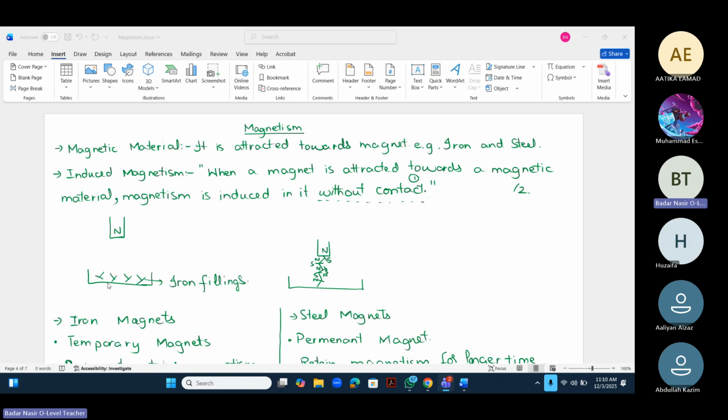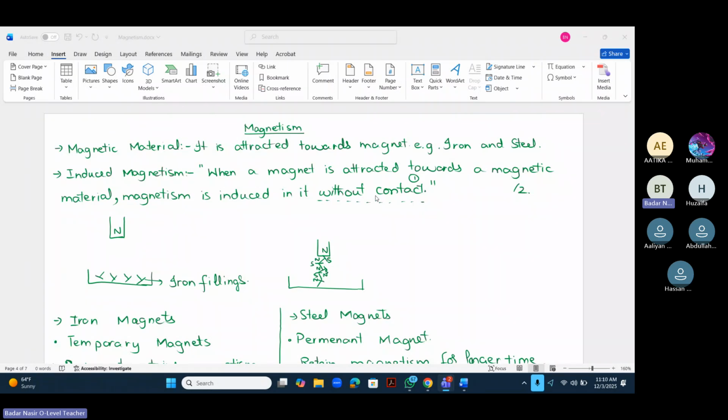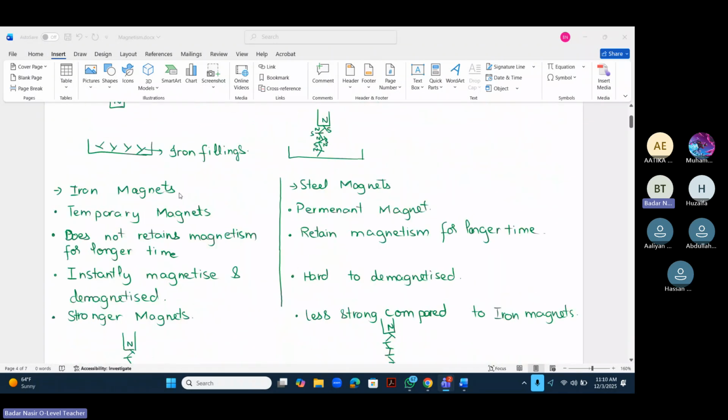And you can clearly see that on these iron nails, on one end there is a south pole, and on the other end we have a north pole. So the south pole of the iron nail will be attracted towards the north pole of the magnet. Okay. Acha. Next up, we talked about the difference between iron and steel magnets.